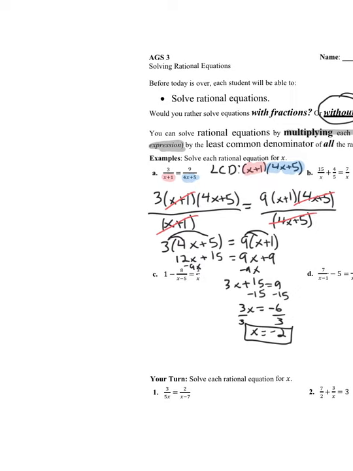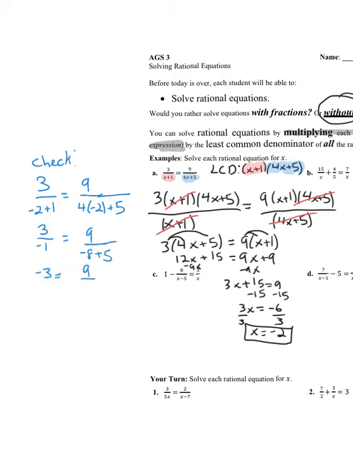When I'm done, it's never a bad thing to go back and check your answer. And the way I do a check is I plug in my result, my negative 2. And I should get the same thing on both sides of the equation. So on the left side, I end up with 3 over negative 1. On the right side, I got 9 over negative 8 plus 5. So 3 over negative 1 is just negative 3.